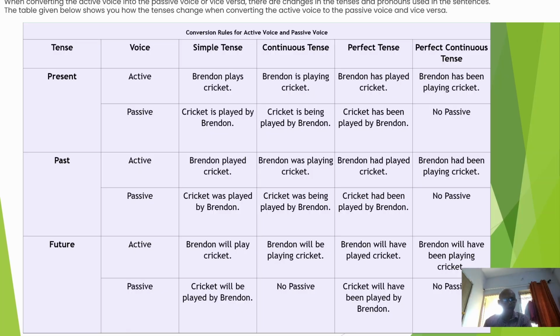Passive: Cricket was played by Brendan. Cricket was being played by Brendan. Cricket has been played by Brendan. No passive for the past perfect continuous. Future. Active: Brendan will play cricket.